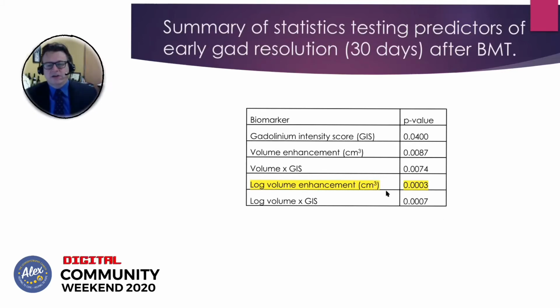And it turns out that the logarithm of the volume enhancement gave me the strongest p-value and was highly correlative to early GAD resolution. And you can see the p-value shown here. It was superior to certainly our score, which was a crude measure at best, and it was superior to the other calculations shown here.